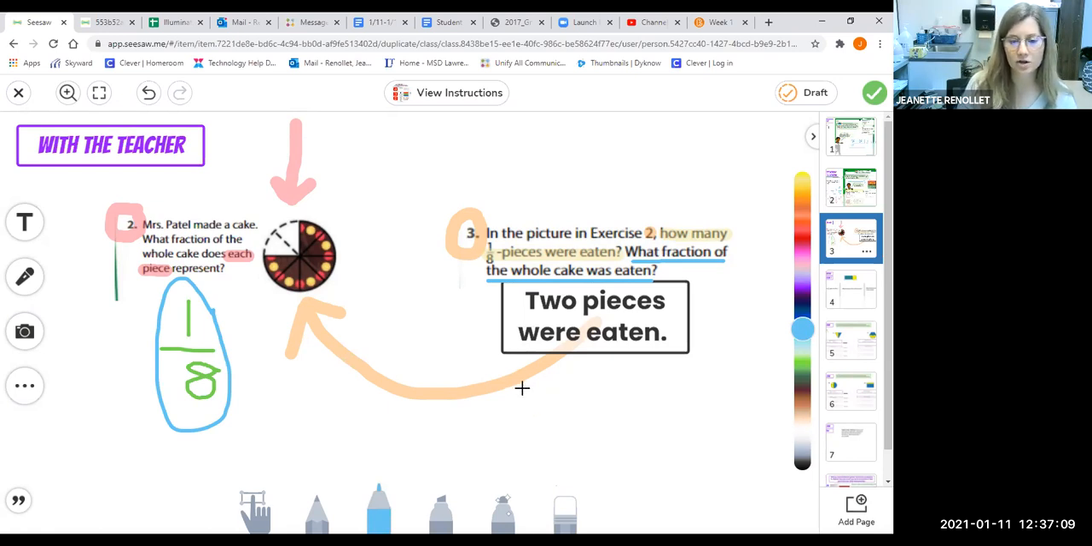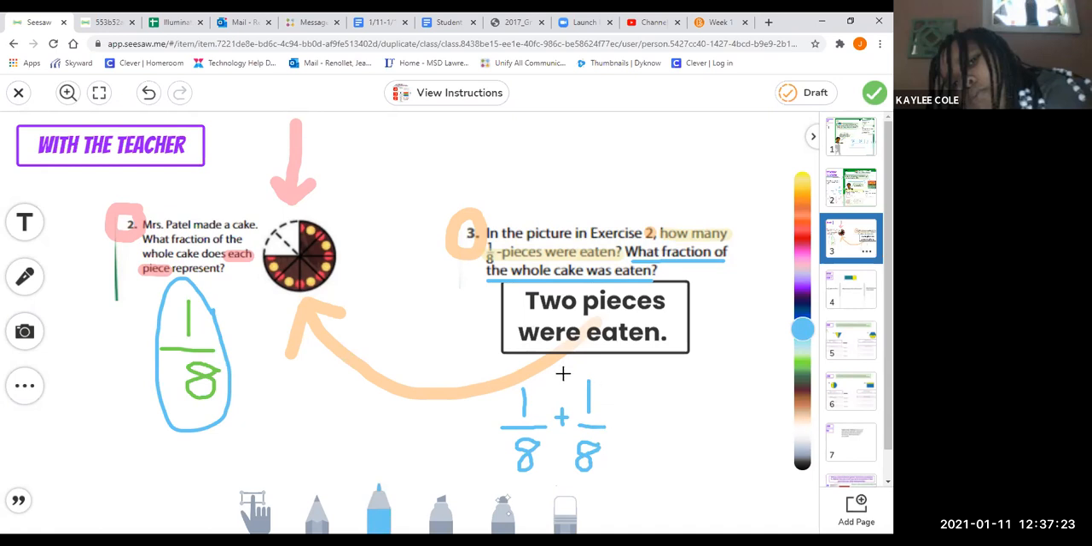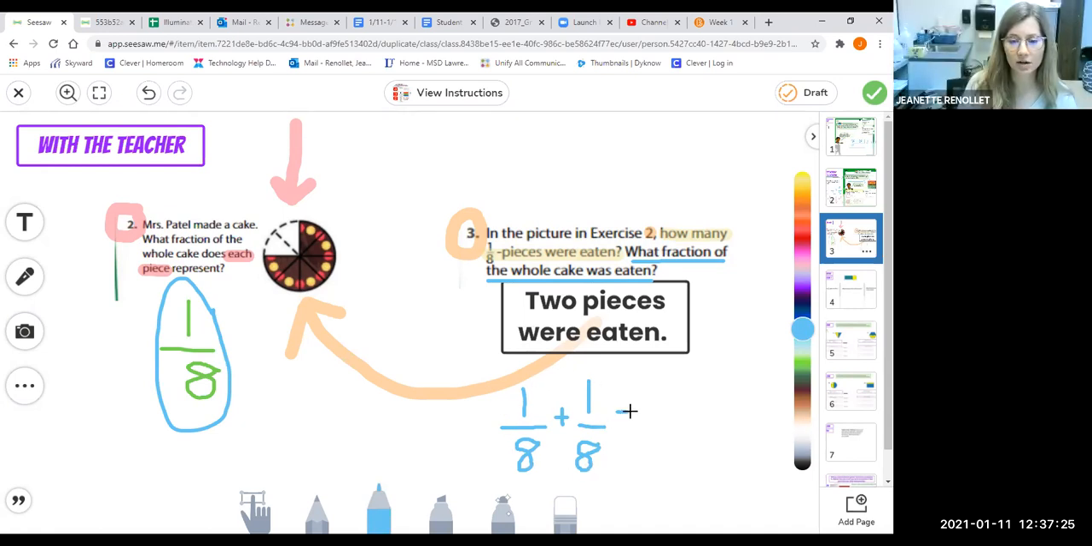So let's record that under problem 3. 1/8 was eaten plus another 1/8 was eaten. When we add those together, it equals 2/8. Notice how my denominator is the same. When we add fractions together, our denominator does not change.